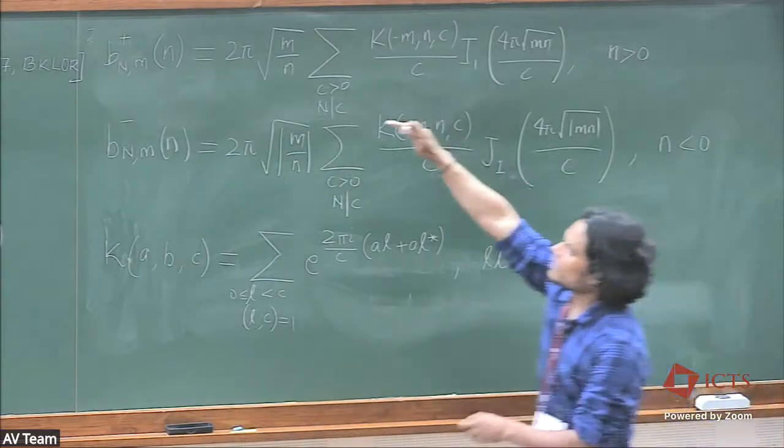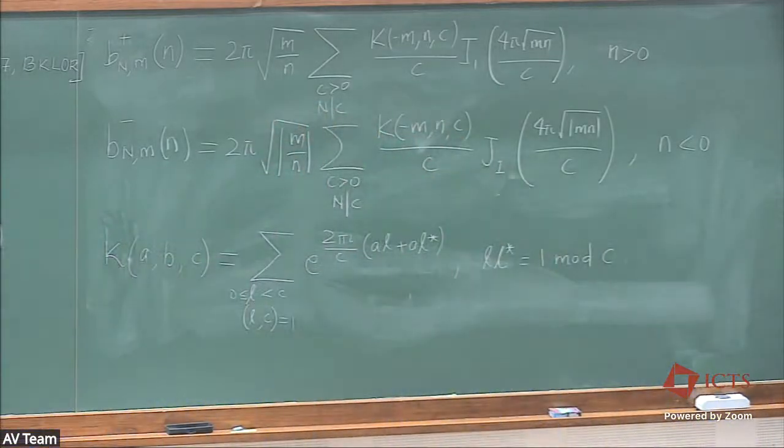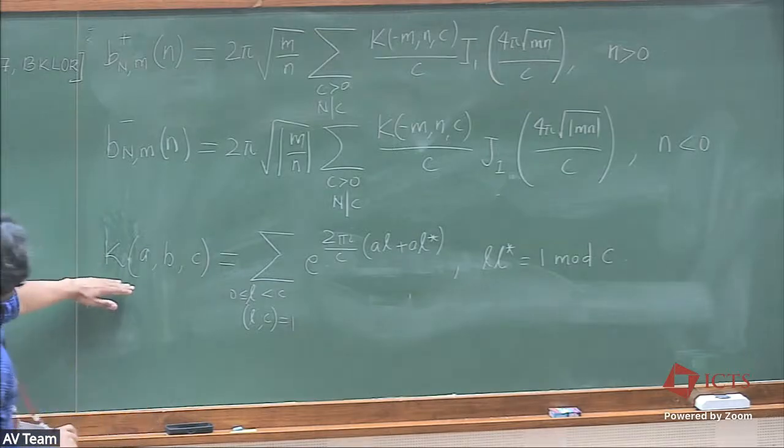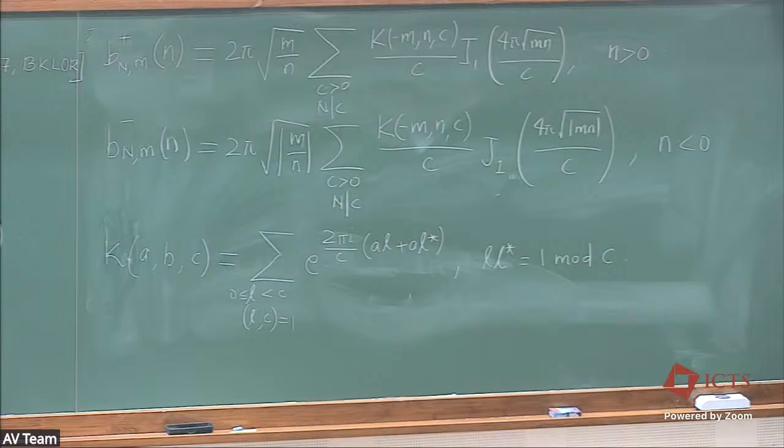Right, so with this explicit expression for the Fourier coefficients, proving this is not very difficult. It's a few lines of algebra. We need to use some properties of the Kloosterman sum. There are some identities that we need to use. And just replacing this Fourier expansion on the right-hand side gives this relation.